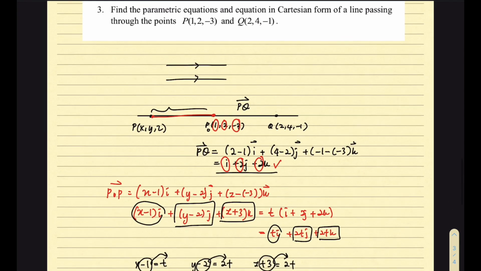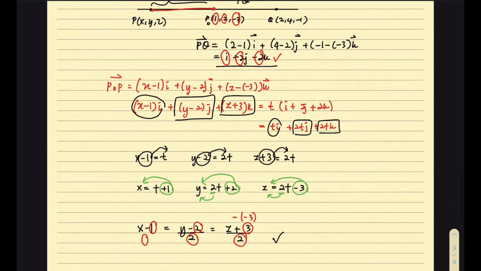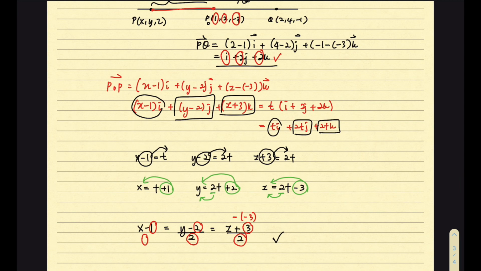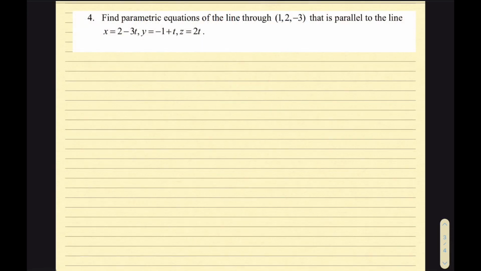Okay, so for question number 3 we have found the parametric equation and also the Cartesian form of the equation of the line. Alright? Okay. And question number 4. Find parametric equations of the line through point (1, 2, -3) that is parallel to the line x equal to 2 minus 3t, y equal to negative 1 plus t, and z equal to 2t. Okay, class. So now, it gives us one line. Okay, we have one line. So on this line there is the point (1, 2, -3).